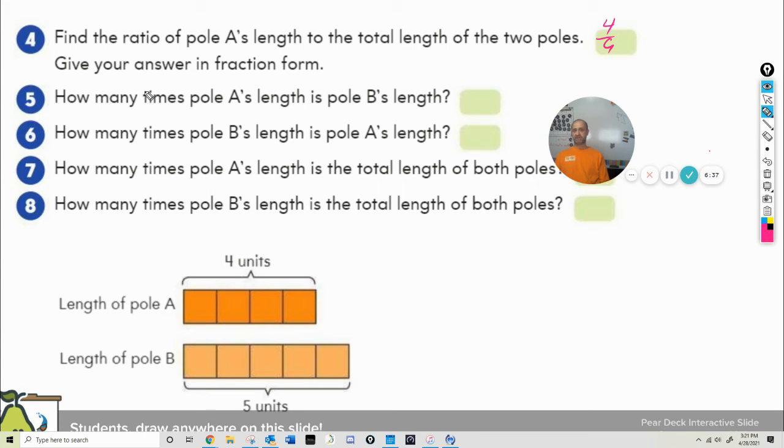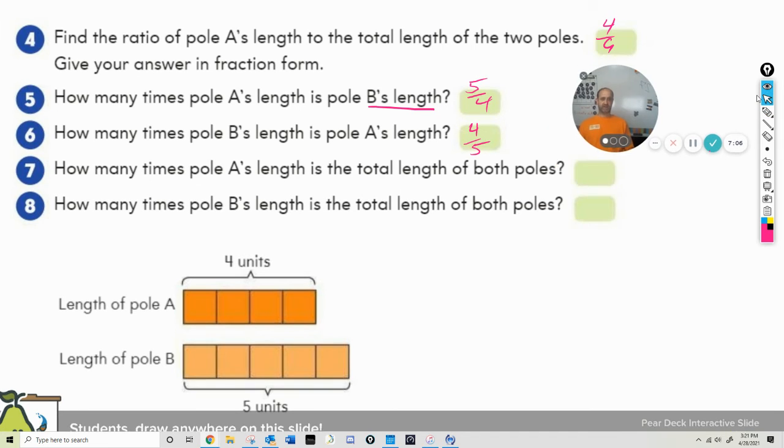How many times pole A's length is pole B's length? So watch how that's written. So they're really asking about pole B, how it compares to pole A. So pole B is 5 to A's 4, or 5/4. Then this is the opposite. How many times pole B's length is pole A's length? Well, pole A is 4/5 of B.